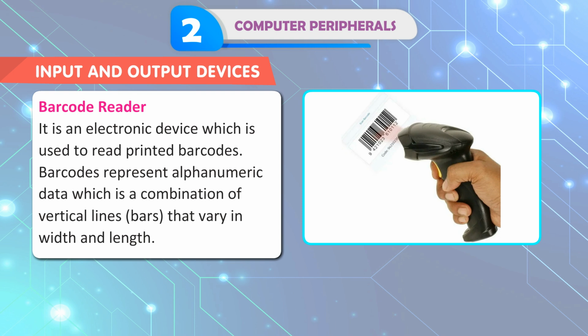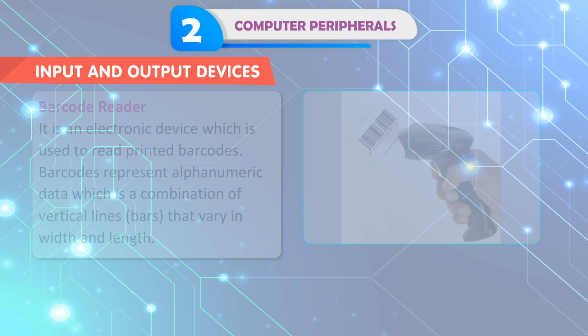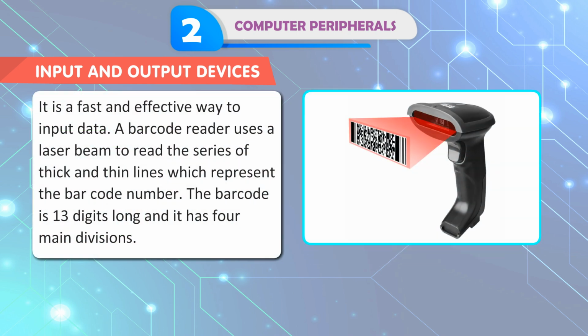Barcode reader. It is an electronic device which is used to read printed barcodes. Barcodes represent alphanumeric data, which is a combination of vertical lines or bars that vary in width and length. It is a fast and effective way to input data. A barcode reader uses a laser beam to read the series of thick and thin lines which represent the barcode number. The barcode is 13 digits long and it has 4 main divisions.